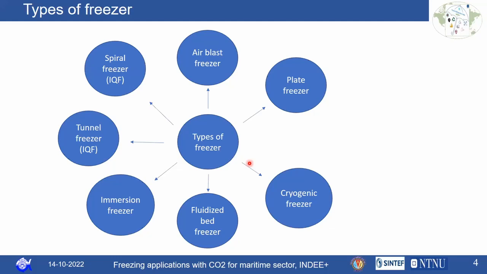So there are different types of freezers that are basically used. Here you can see the freezers that are used: air blast freezers, plate freezers, cryogenic freezers, bed freezers, immersion freezers, tunnel freezers, and spiral freezers. The tunnel freezer and spiral freezer will support another type of freezing process, that is IQF, also known as individual cube freezing. In the next slide, we can discuss these types of freezers.